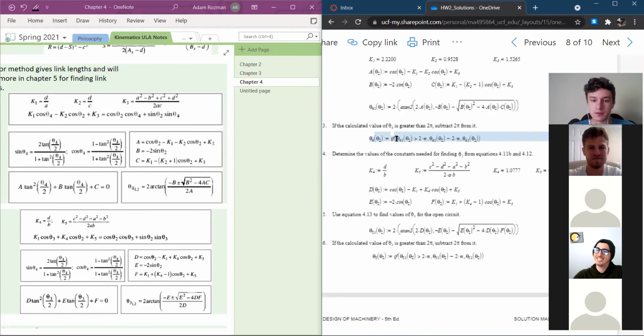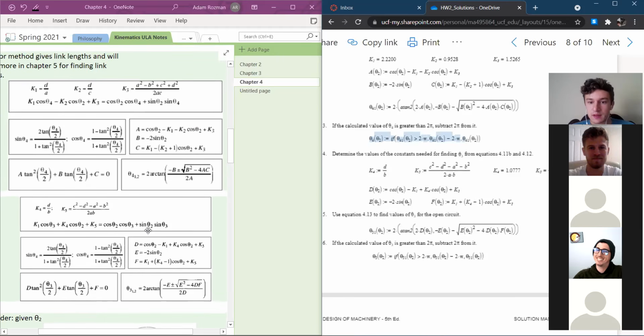Then they're just going through the same inequality. If it's greater than 2 pi, subtract 2 pi. That's basically saying if you get an answer of like 370 degrees, just subtract 360 to get 10 degrees.